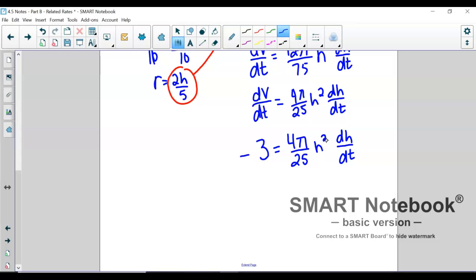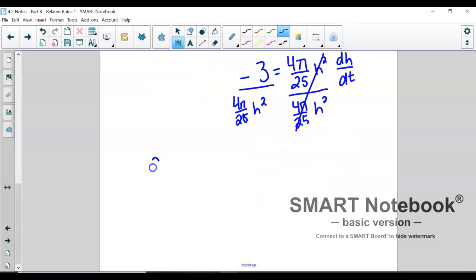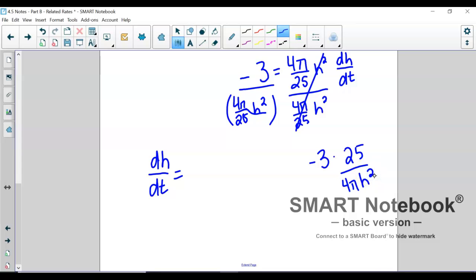So we would just divide both sides by 4 pi over 25 h squared here. And dh/dt would equal, over here, let's do this to the side, we've got -3, and we could extend that out, that h squared would go in the bottom of that fraction. Dividing fractions is easy as pie: flip the second and multiply. You get 25 over 4 pi h squared. So you would end up with -75 over 4 pi h squared. And this would give you the rate at which the height is changing.